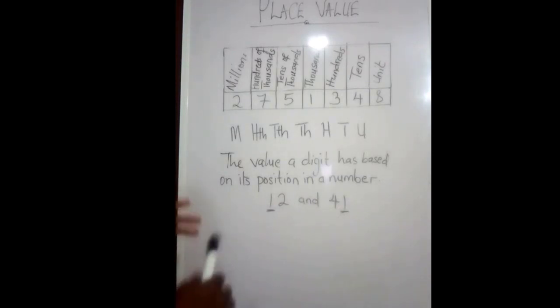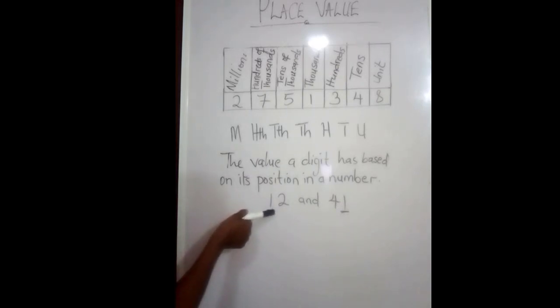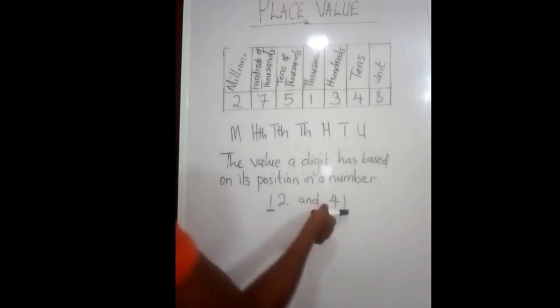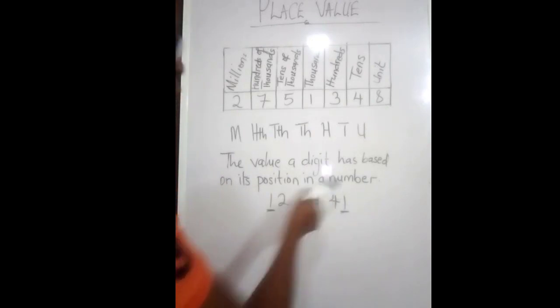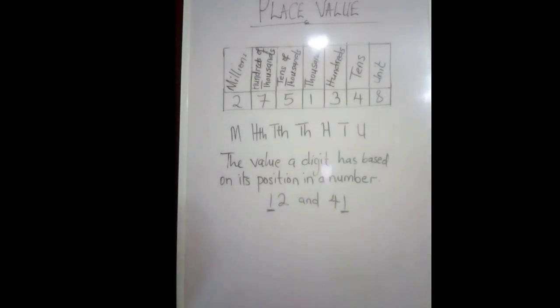So when we say place value, it simply means the value of this one here because of the position it's occupying in this number 12, and the value of this one here because of the position it is occupying in this number 41. Okay, so we take the number 12, analyze it, then go to 41, so that we'll start catching up with this concept. Then I'll show you something about the chart.